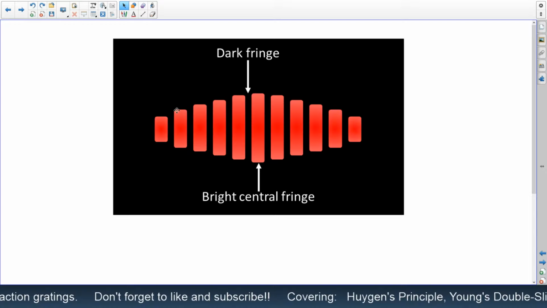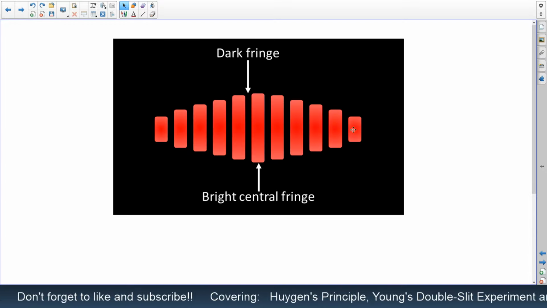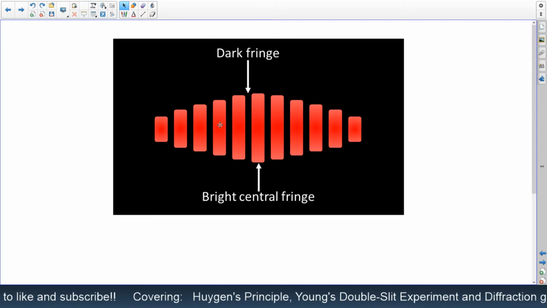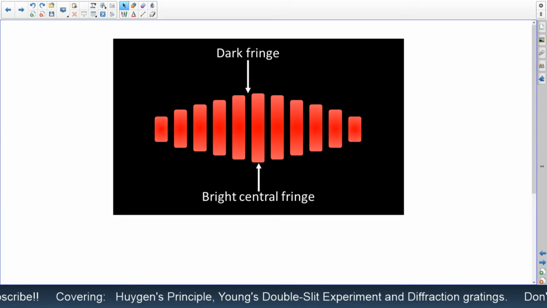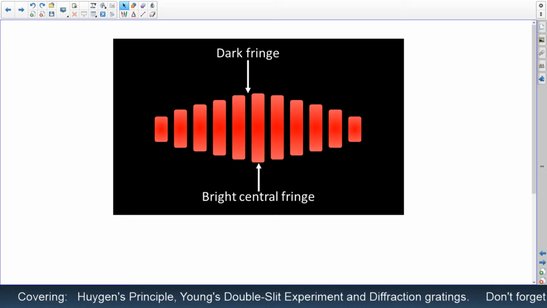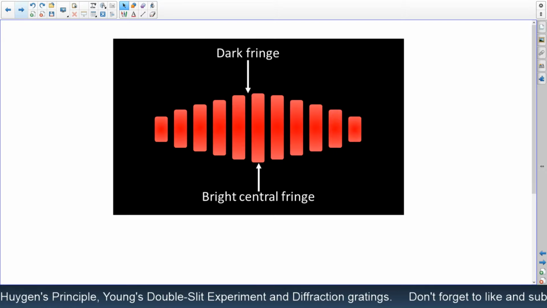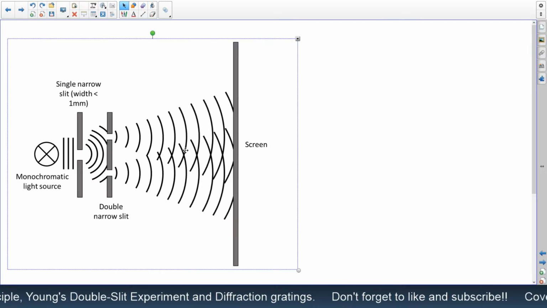You would have expected this to be probably centrally bright and then gradually getting dimmer towards the edges, and that's certainly not what's happening here. It's bright, dark, bright, dark, bright, dark, bright, dark. And this led Young to believe that what we had instead was a situation where, in fact, it was waves. It was waves going on here, and the general setup looks a little bit like this.